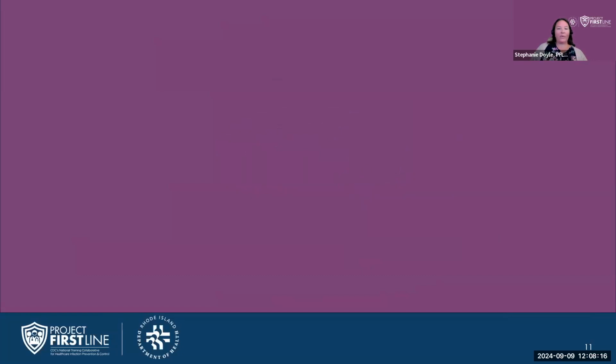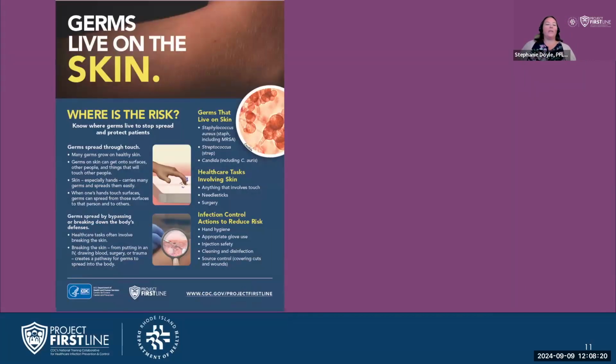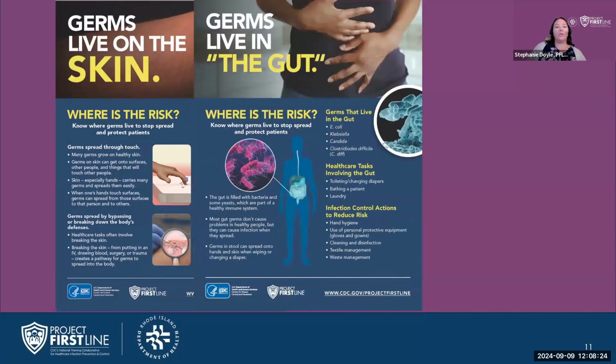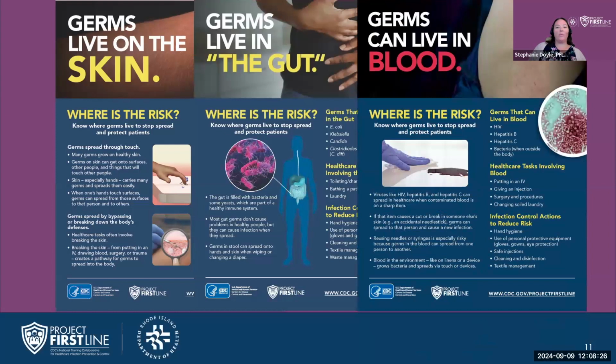So these resources are from the CDC, and it's just a reminder, where germs live. Germs live on the skin, germs live in the gut, and germs live in the blood. And these can also be distributed to your staff during the microlearn or placed in a common area such as the nurse's station for continued education, just reminders of where germs live and how they can be transmitted to others.